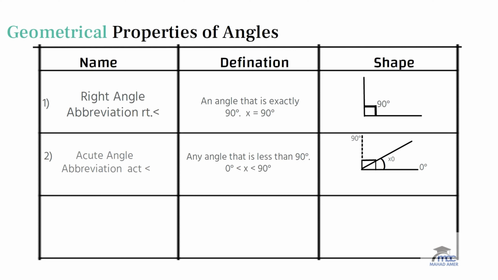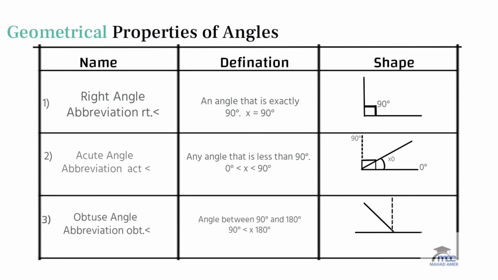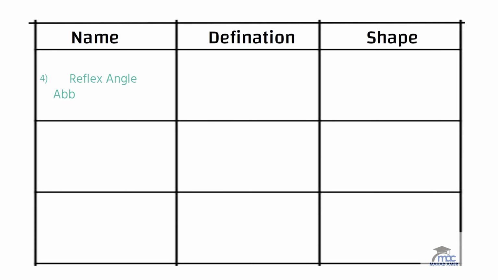Third, we have an obtuse angle. An obtuse angle is an angle between 90 degrees and 180 degrees. Well, the fourth angle is a special type of angle known as a reflex angle. A reflex angle lies between 180 degrees and 360 degrees.